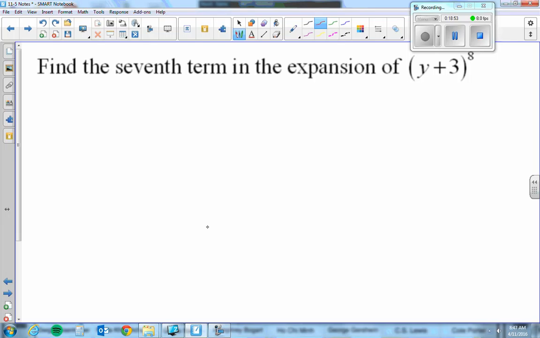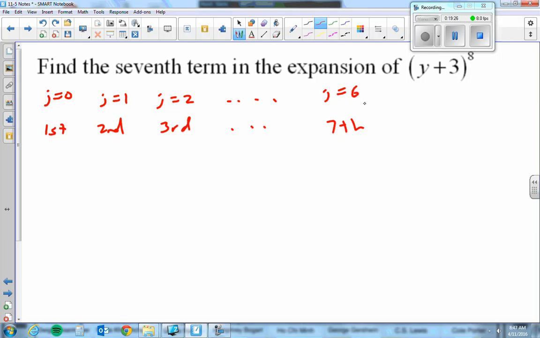If you're at the 7th term, what is j? Listen, this is an easy thing that it's very easy to mess up. All right, look. Let me do this. j equals 0, j equals 1, j equals 2, j equals 3, and so on. This is the 1st term. 2nd term, write this down. I'm serious. 3rd term, and so on. When you get to the 7th term, what will j be? No. 6. No, not 8.